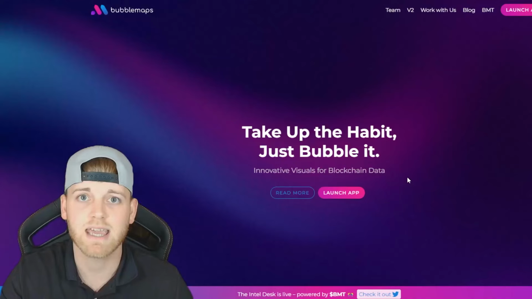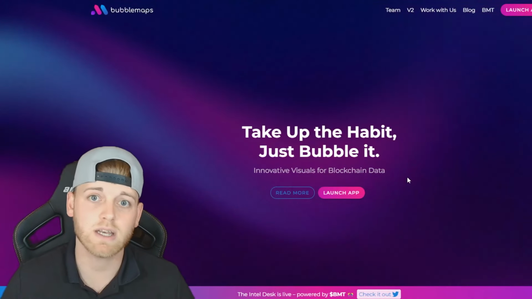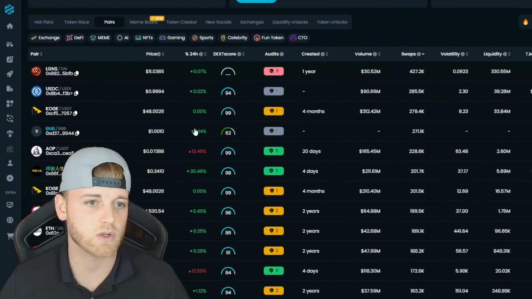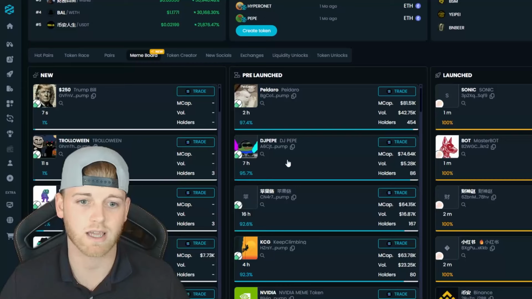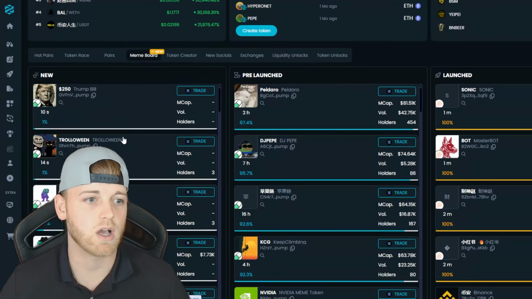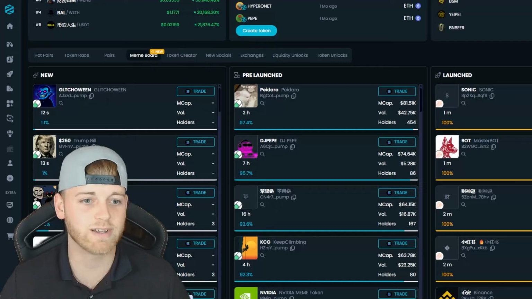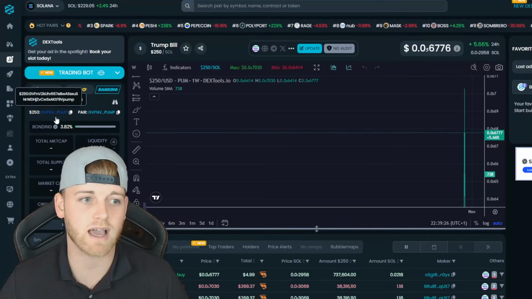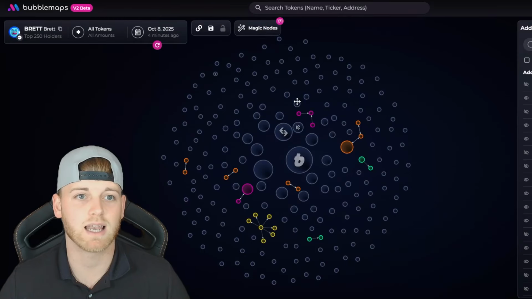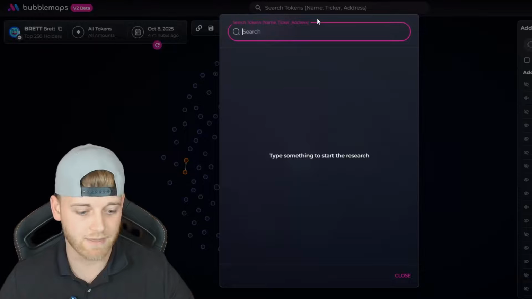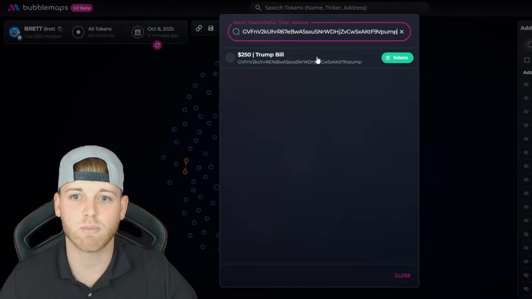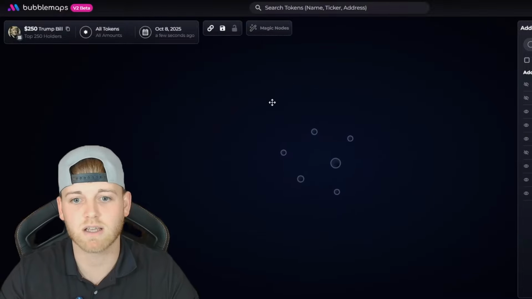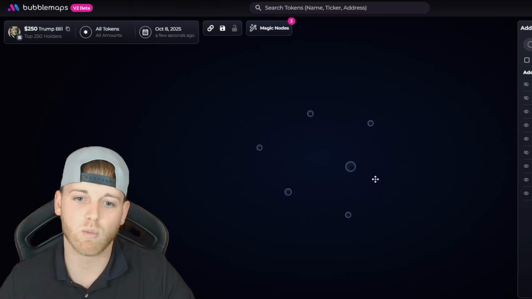Now, what I mean by that is when a user creates a coin, for example, if we go over to Dex Tools here, you can see all these new tokens, and we've got like a meme board, for example. So you've got Trump Bill, for example. Now what you can do with this is copy the address of that token, go over to Bubblemaps, and paste that token in, and then you will see the bubble map of this token. What that does is it shows you the wallets that have linked together.